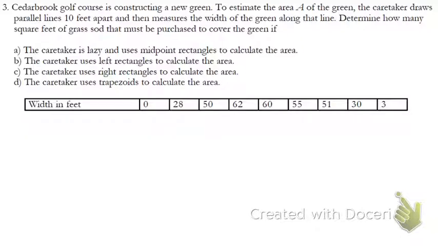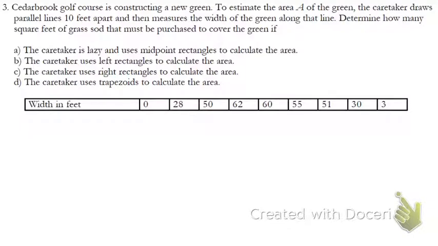And we have these 4 parts. Part A says, if the caretaker is lazy and uses midpoint rectangles to calculate the area. So remember, if we're given a table, we are only able to find midpoint rectangles from the middle of an actual interval.